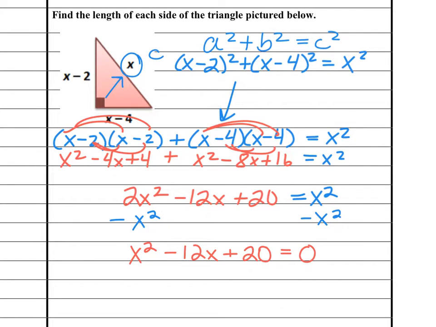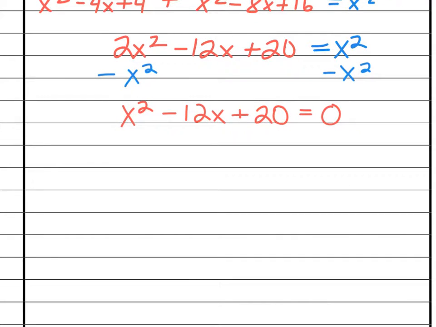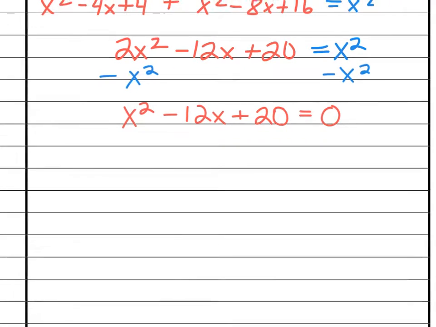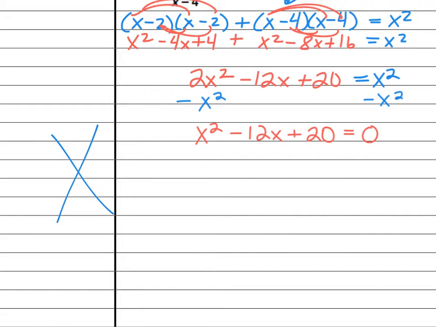What am I going to do next? That looks familiar, DJ? If you want to do completing the square, you could do that. I don't know if we need to. Nancy? Probably could factor. So what would my two numbers be? Negative 10, negative 2. So we're multiplying to 20 and adding to negative 12.